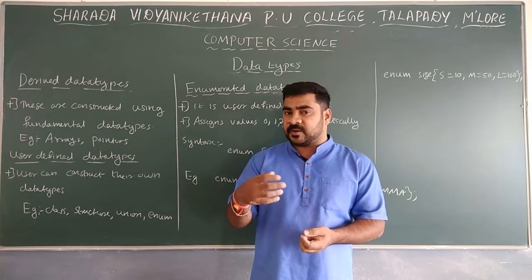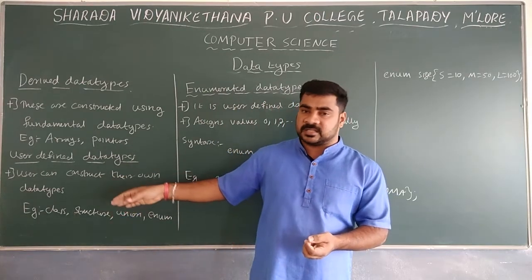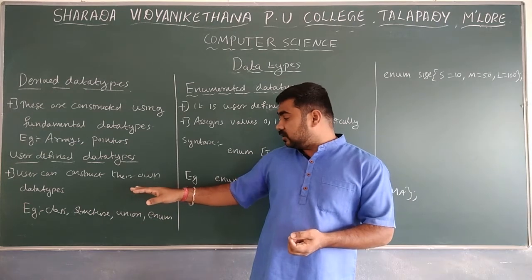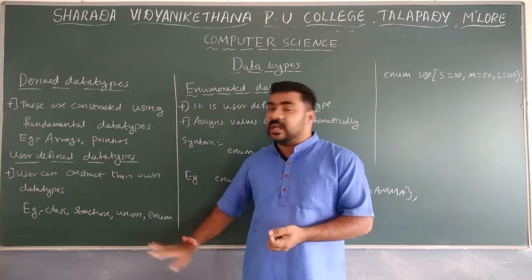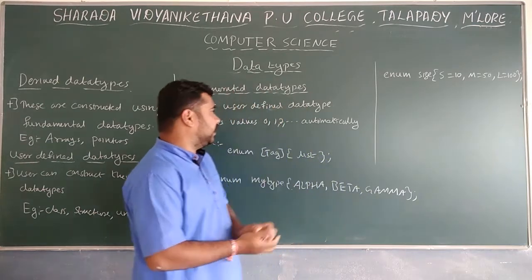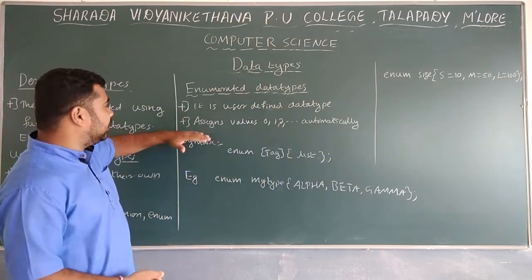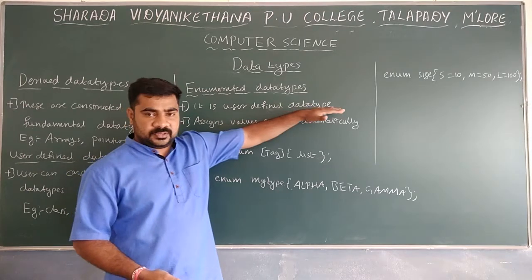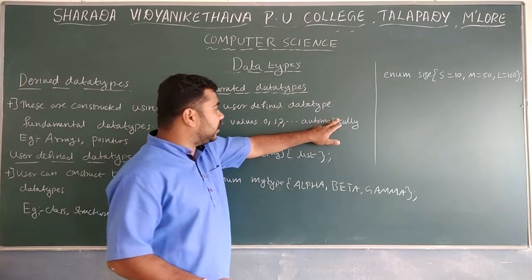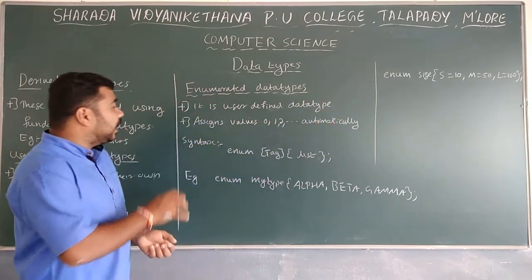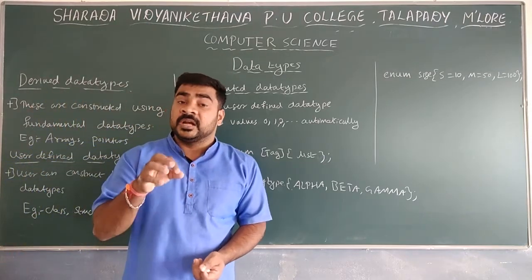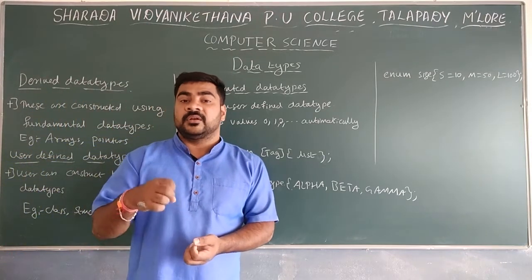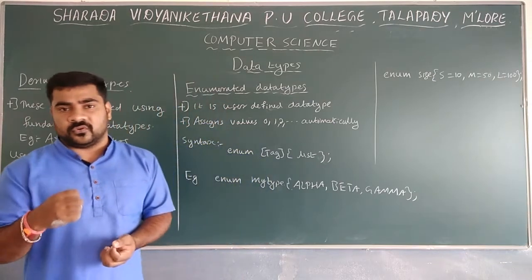In the upcoming chapter we are studying structures. Later we are going to study classes and union. Now I am explaining enumerated data types. What is an enumerated data type? It is a user defined data type and it assigns values automatically, starting from 0: 0, 1, 2, 3, 4, 5 like that.